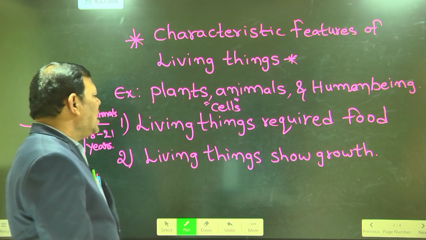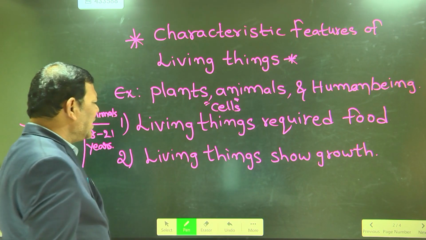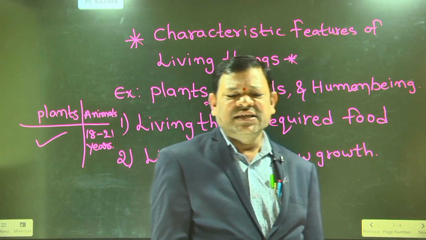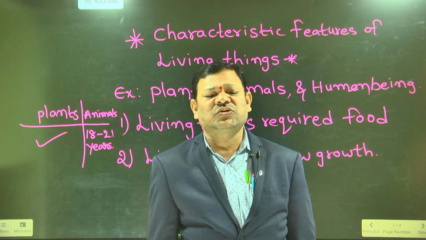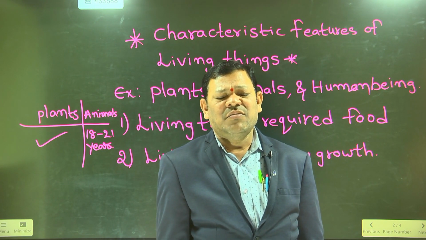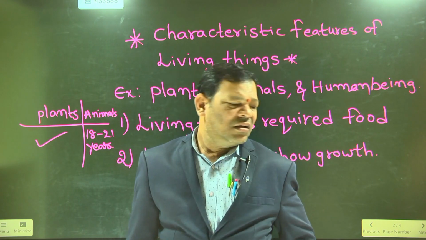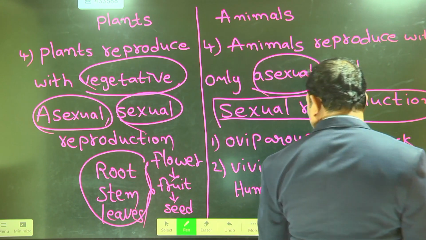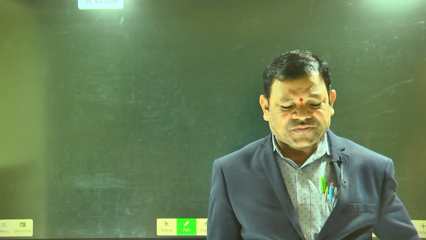First point, living things require food. Second point, living things can show growth. Plants can show growth, animals also can show growth. But in the plant, growth is permanent, but in the animal, growth is for a certain period only. So these are common for everyone. This is the difference between the plants and animals.